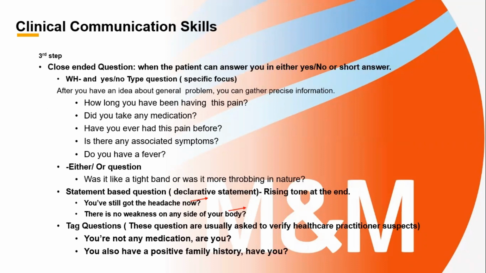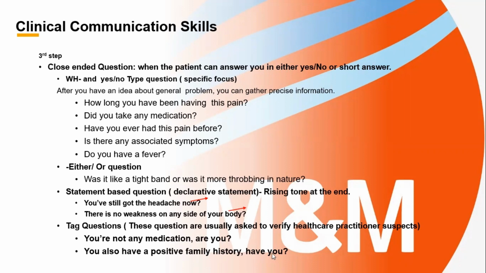Okay. So we can see, then, we have the tagging question. These questions are usually asked to verify what the healthcare practitioner suspects. Let's say we can normally use them in a second encounter. If I'm not wrong, today you are here to collect your blood test report, right? Or similarly, if it's written in the history on the card, like you are not on any medication, are you? We can confirm from the patient. And you have a positive family history, have you?